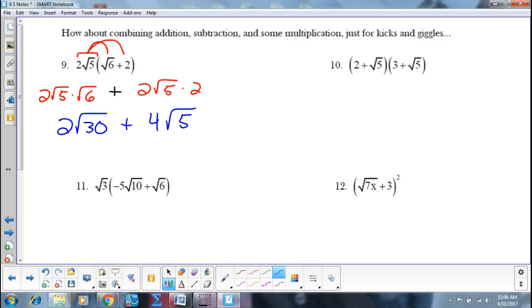Now, you have to ask yourself, can I simplify any more? Can I take the square root of 30 and simplify it? Can I take the square root of 5 and simplify that? So my question to you is this: can either of those be simplified? What can be simplified?